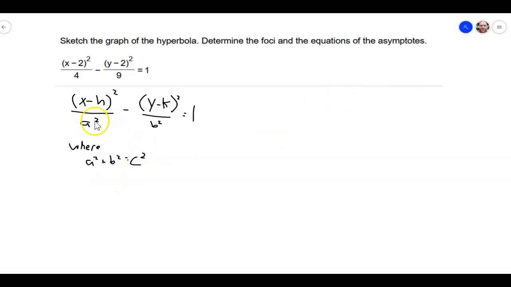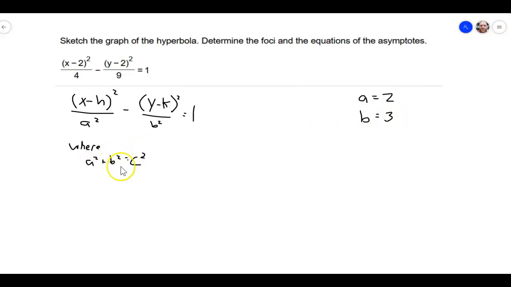So since a squared has to equal 4, a is going to be the square root of 4, because you take the square root of both sides. So a is going to be equal to 2, and we're only looking at the positive values for a, b, and c, so we don't need to worry about writing plus or minus 2 like we normally would if we took the square root of 4. b squared is equal to 9, so therefore b is equal to 3.